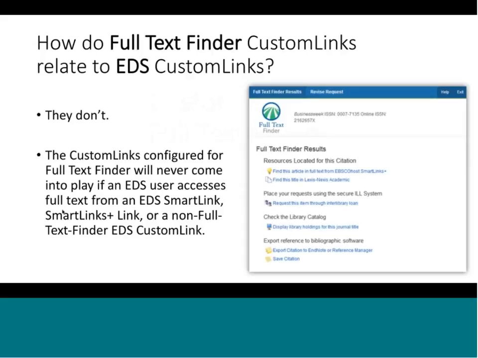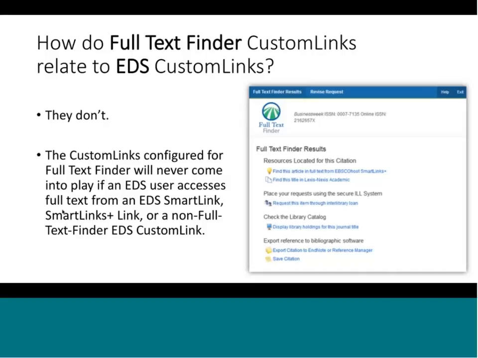When they click on it, they're taken here and provided with a list of links that are also called custom links in FullText Finder. These custom links are configured for FullText Finder and don't come into play ever if the EDS user managed to find a Smart Link or Smart Links Plus or a Science Direct custom link. They never even see these custom links at that point.